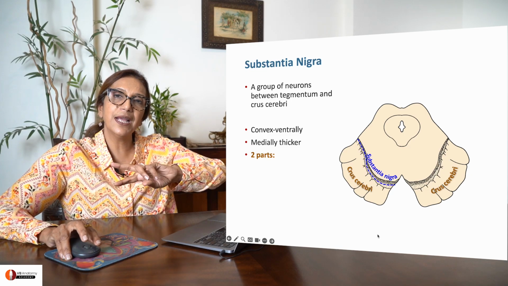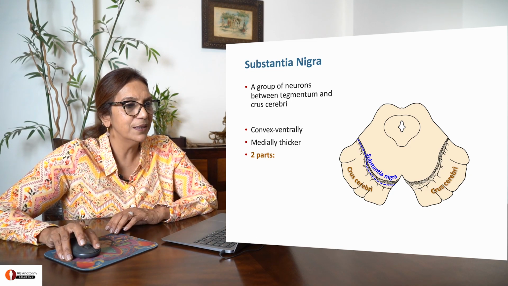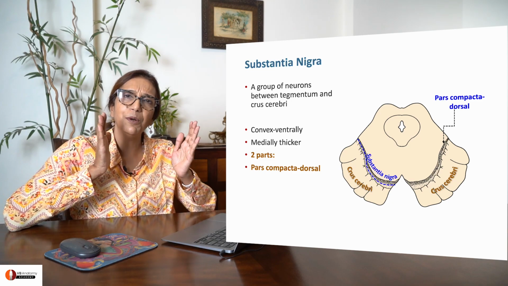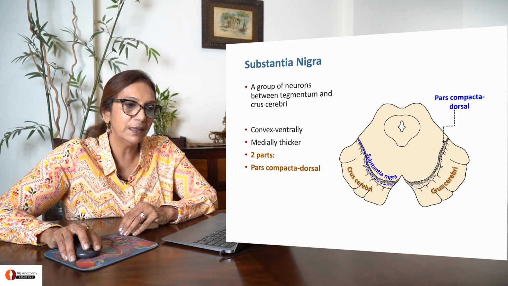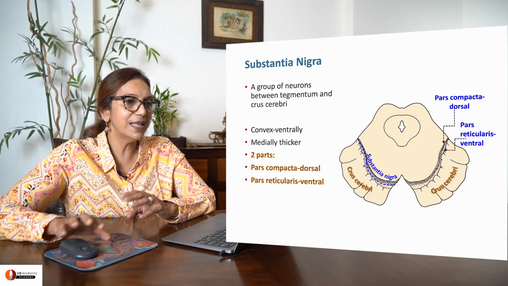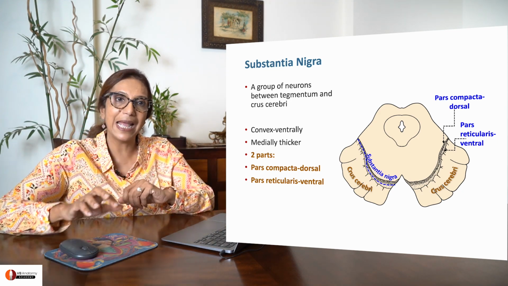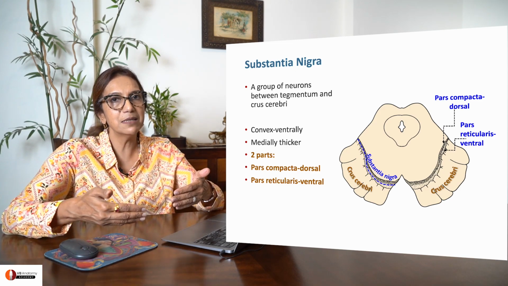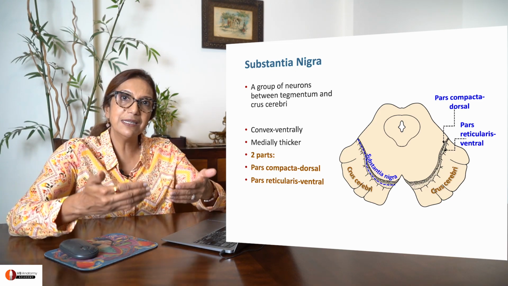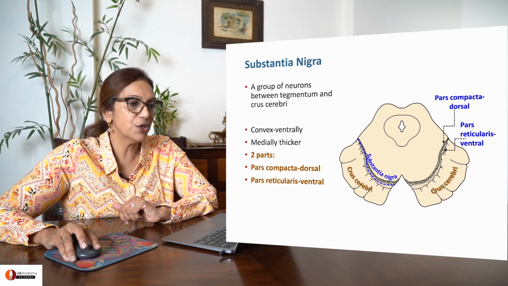The substantia nigra has two vaguely divided parts to it. A dorsal region which is made up of very compactly placed cells called pars compacta, and a ventral region where the cells are very reticulated or far apart. Okay, so it looks a little lighter, called pars reticularis. So pars reticularis, pars compacta. Two parts of substantia nigra.